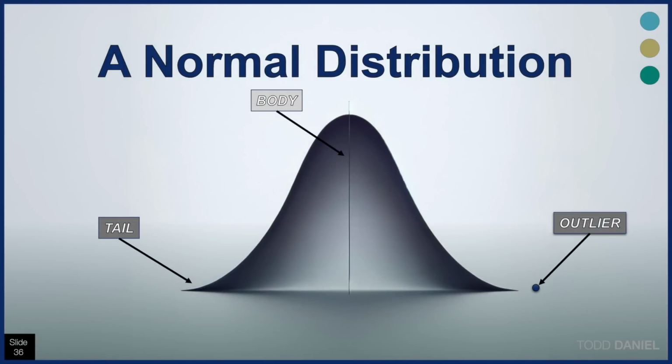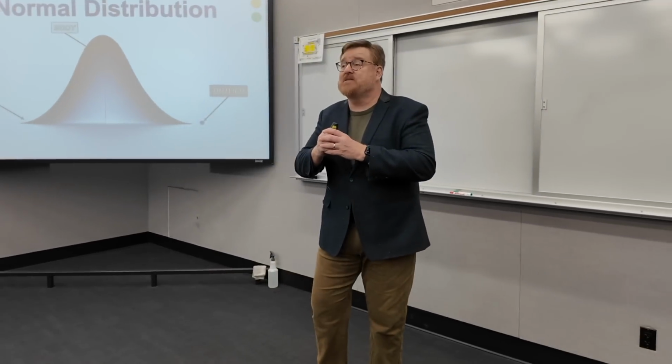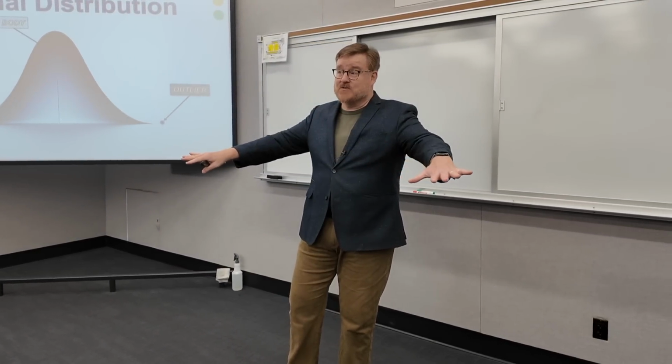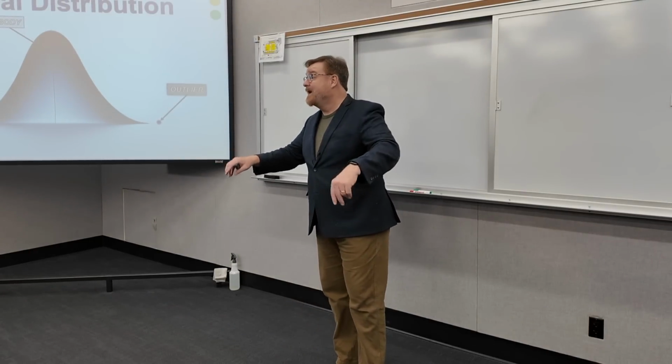Any distribution where you have all of the scores underneath the curve, we'll call that place where all the scores are the body of the curve. Most scores are there in that region. And as the frequency of those scores decreases, we get further out into the tails. So the tails are where the least frequently occurring scores are.